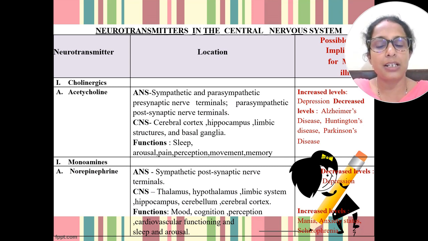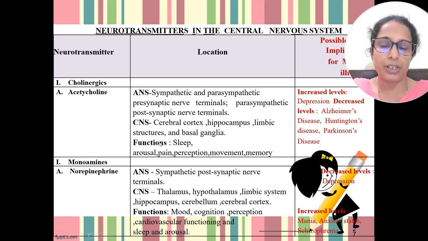Location wise, acetylcholine is present in the autonomic nervous system, that is the sympathetic and parasympathetic presynaptic nerve terminals and the parasympathetic postsynaptic nerve terminals, and in the central nervous system in the cerebral cortex, hypothalamus, limbic structures and basal ganglia.